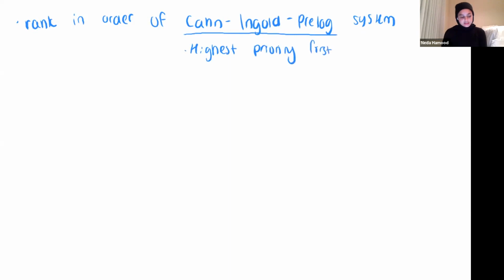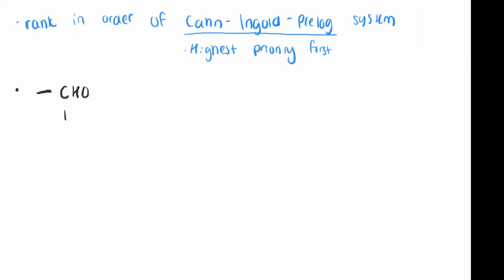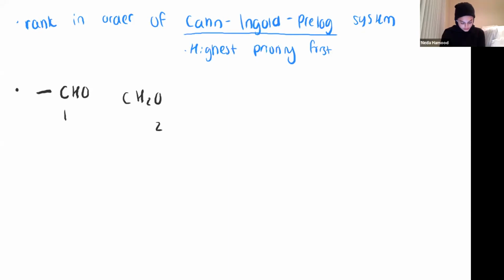And this is the system that we use when we are putting in R and S configurations. So let's say that our first option 1 is CHO, 2 is CH2OH, 3 is OCH3, and then 4 is COOH.